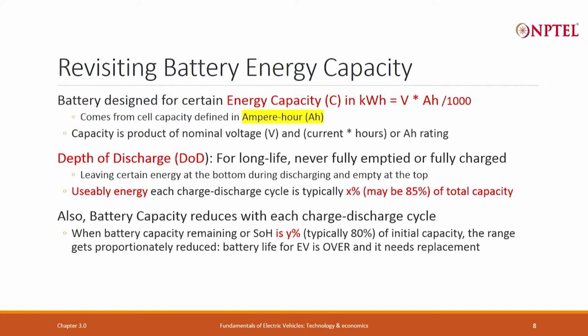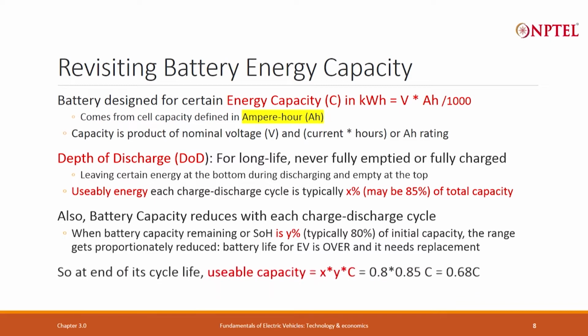And at the end of life, when the battery capacity remaining, or state of health, is y%, that means the battery's initial capacity has gone down to y%. That is the battery life, and then the battery life may be over. So actually the energy available to you at the end of life is only X% of Y% of the C, and this is what I had told you.